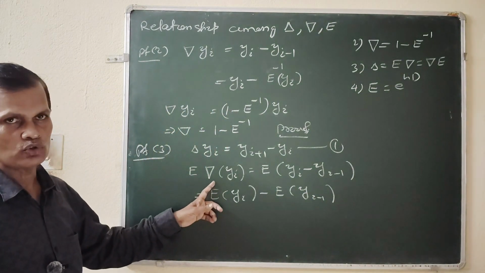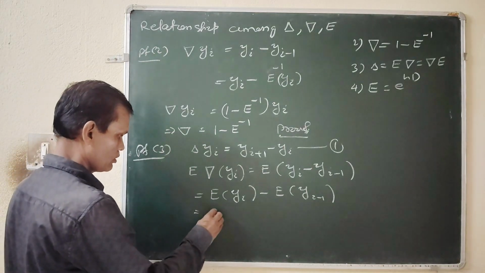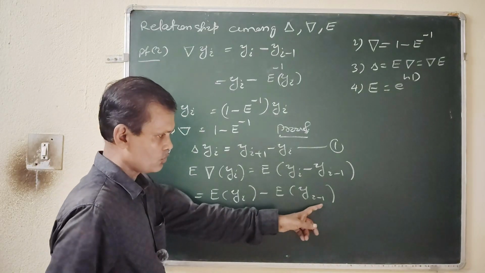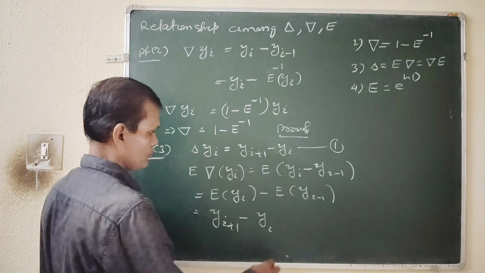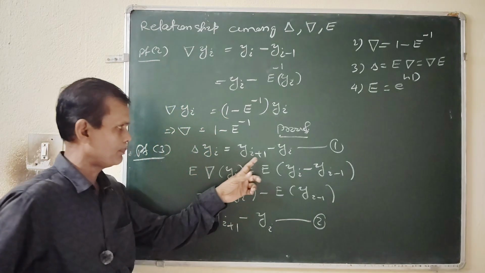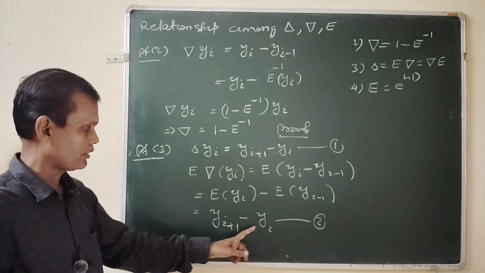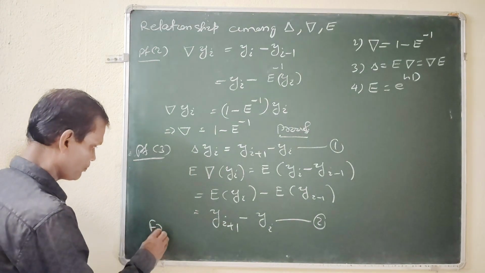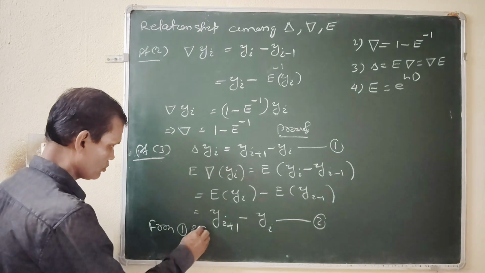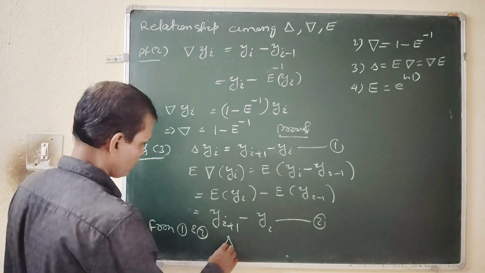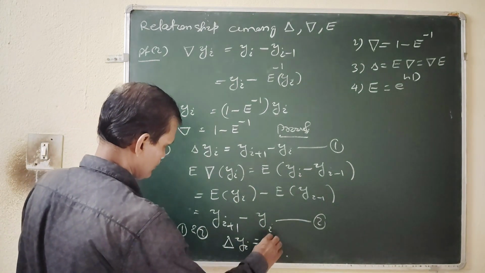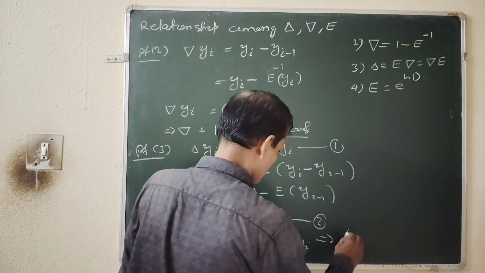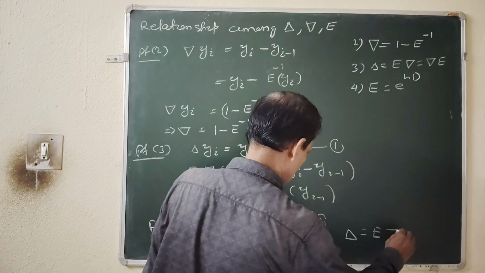E to the power 1 means it will be shifted one step. So that is yi plus 1 minus yi minus 1 plus 1, that is yi. You see the right hand side is yi plus 1 minus yi, and here also yi plus 1 minus yi. As the right hand sides are the same, we can say the left hand sides are the same. So from 1 and 2, we conclude forward delta yi is equal to E backward delta yi. That implies forward delta is equal to E backward delta.